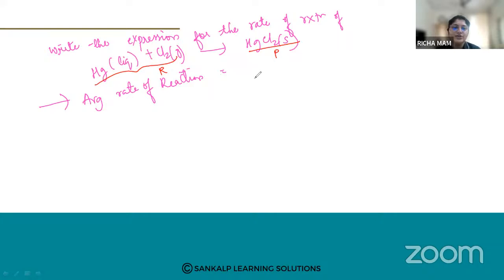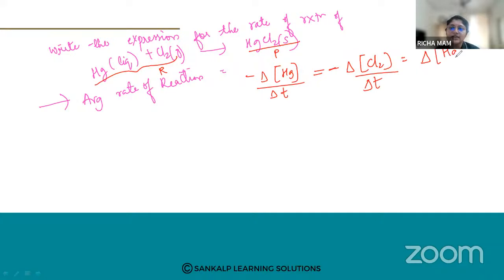So let us write: minus delta concentration of Hg by delta T, with respect to time, is equal to minus delta concentration of Cl2 by delta T, is equal to the product's term. We know that for reactants it will be a negative sign. For both the reactants I have written the negative sign. For your product we are not going to write the negative sign. So this is the average rate of the reaction.